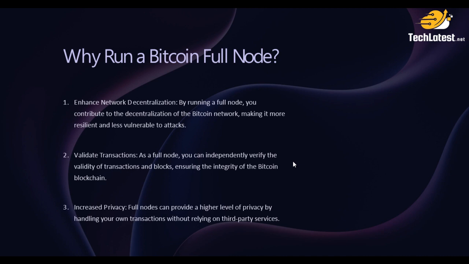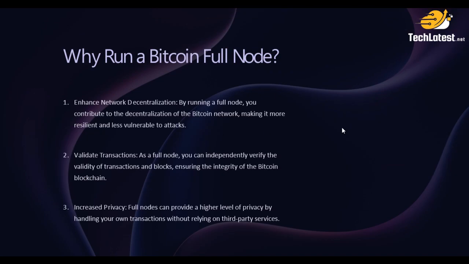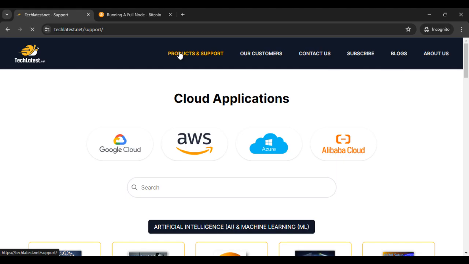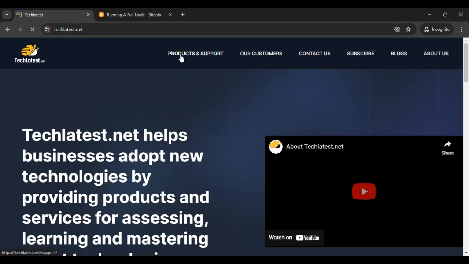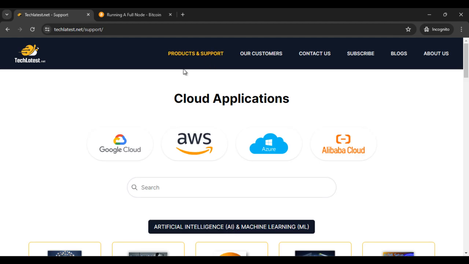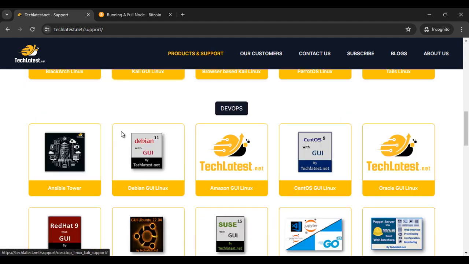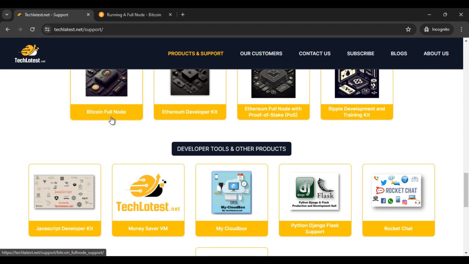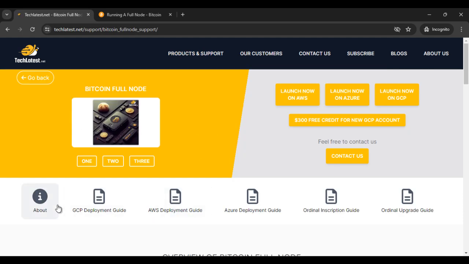Let's move to the website first. Go to the techlatest.net website. Here you can see the product and support page. Here you can find the Bitcoin full node offerings. You can see the GCP, AWS, and Azure deployments, the Ordinal description guide, and the Ordinal upgrade guide.